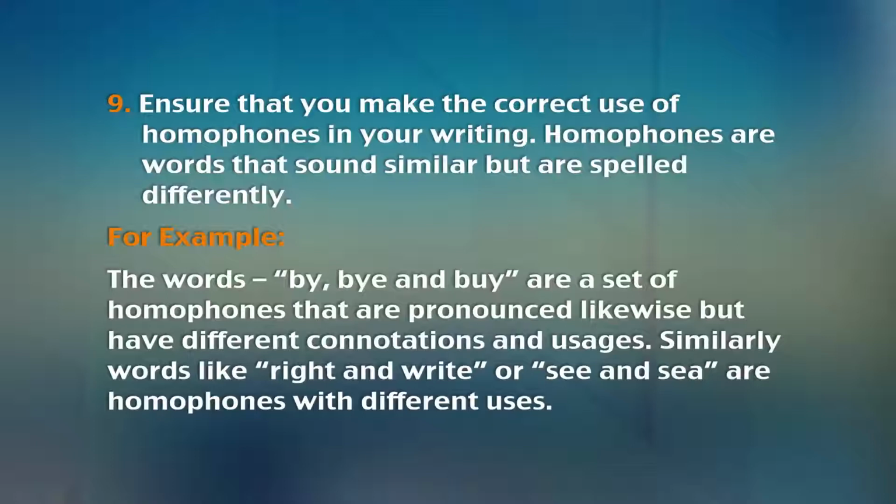Ensure that you make the correct use of homophones in your writing. Homophones are words that sound similar but are spelled differently. For example, the words by, bye, and buy are a set of homophones that are pronounced alike but have different connotations and usages. Similarly, words like right and write, R-I-G-H-T and W-R-I-T-E, or see and sea, S-E-E and S-E-A, are homophones with different uses.